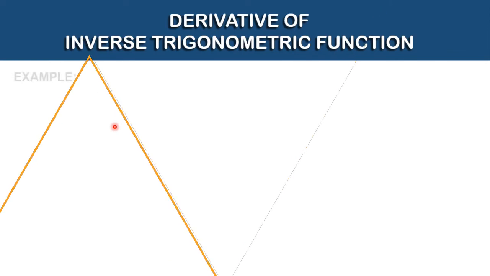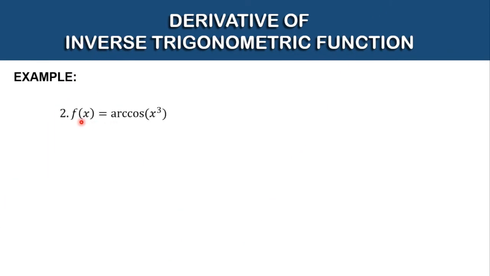For our example number 2, find the derivative of the function f of x is equal to arccosine of x cubed. So ang gagamitin natin dito na formula is yung arccosine. So yung formula na yun is equal to negative u prime over square root of 1 minus u squared. So maglet muna tayo ng values. Yung u natin is equal to x cubed. Then ang u prime natin, kunin natin yung derivative ng x cubed, which is 3x squared. So gagamitin lang natin yung power rule dito. So multiply yung exponent dun sa coefficient, then minus 1 dun sa ating exponent.